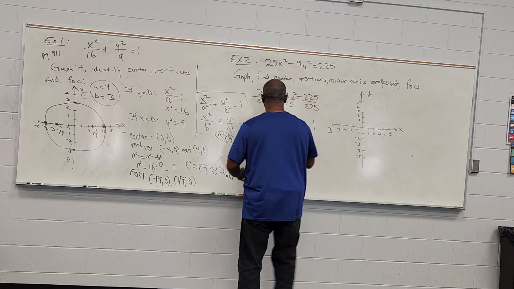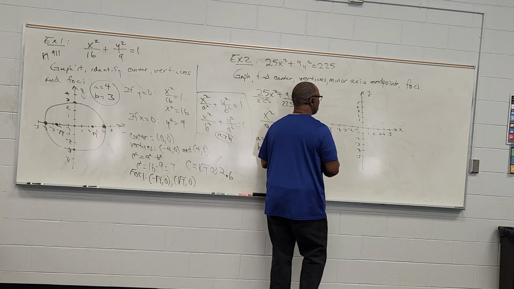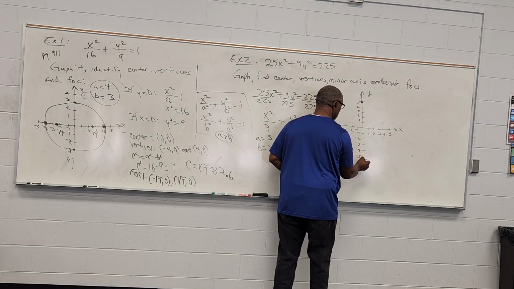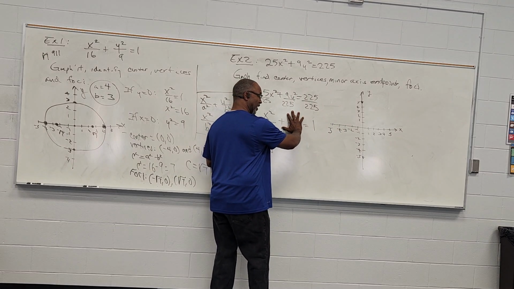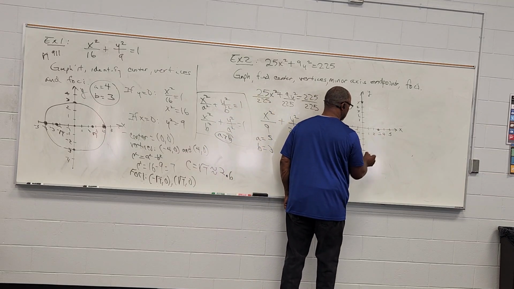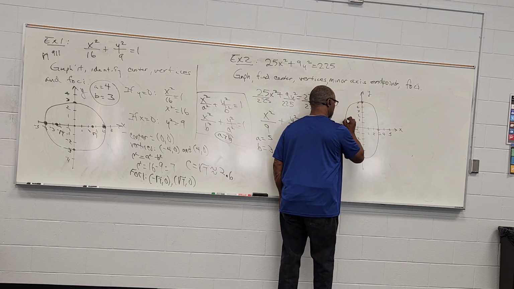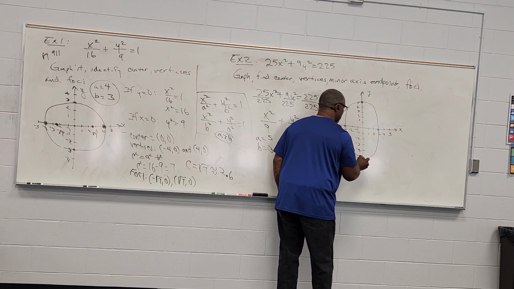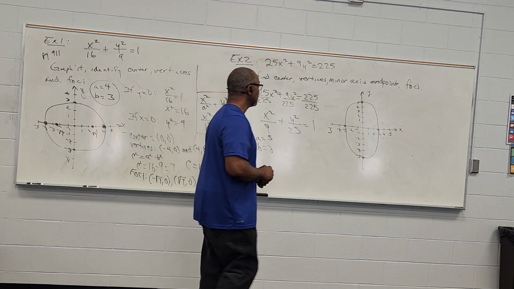So I'm going to do the same trick. Let x be 0, y squared is 25, so y is plus or minus 5. Let y be 0, then x squared is 9, and so x is plus or minus 3. So I see my ellipse, and I can definitely see that I now have a vertical major axis, okay?